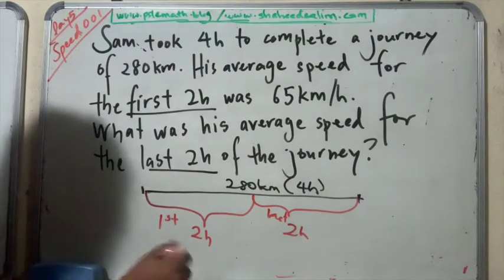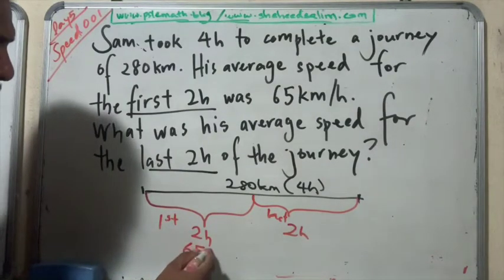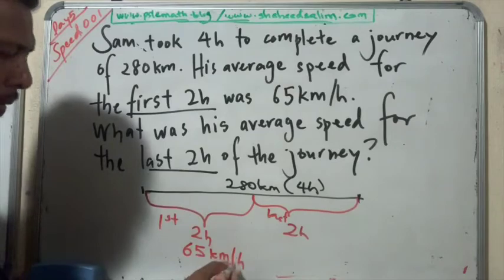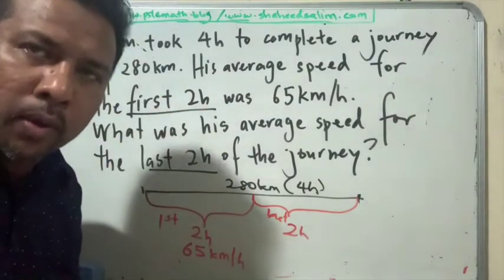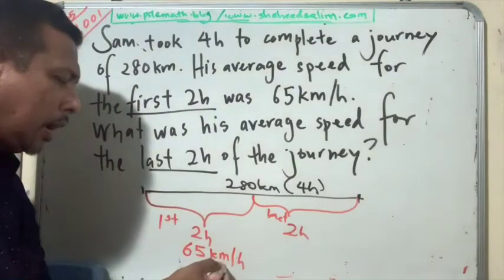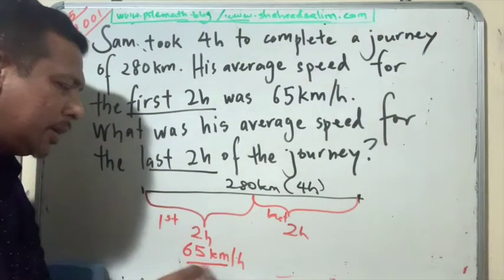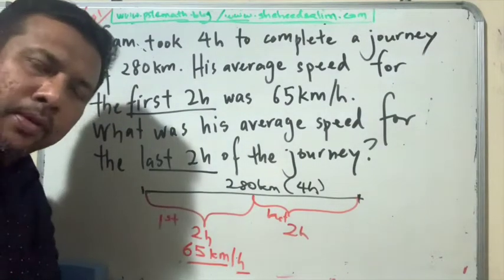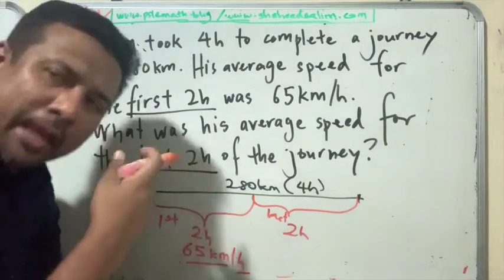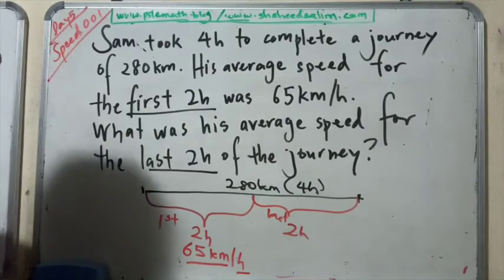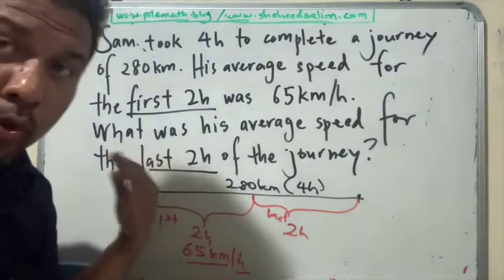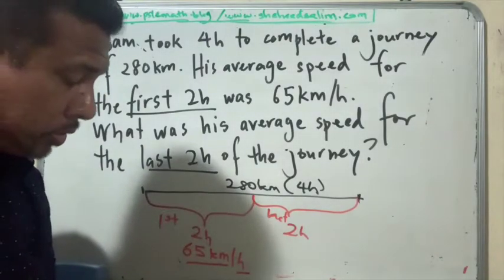So the first 2 hours he was traveling at 65 kilometers per hour. Per hour stands for 1 hour. That means he traveled 65 kilometers in 1 hour, 65 kilometers every hour for 2 hours. In order to do this, let's go to the board just beside here.